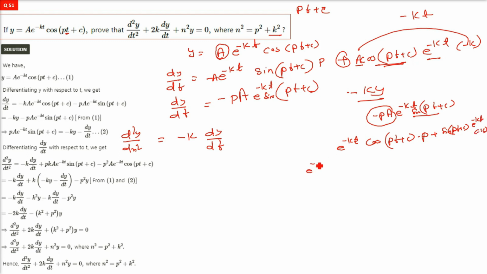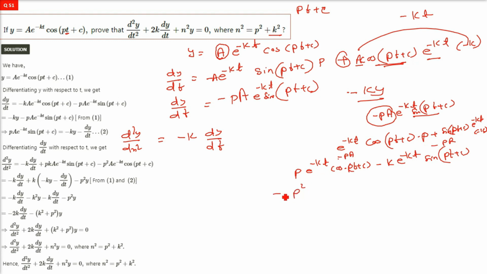So what do we get? E to the power minus kt cos pt plus c. P is already there, and remember minus pa I have not written, it will be multiplied just now. Minus pa is already there, so I'm writing the other terms here. Minus k e to the power minus kt sine pt plus c, minus pa is already there, so need to multiply here. So multiply it here. I'm saying we are multiplying the first term and the second term with minus pa.